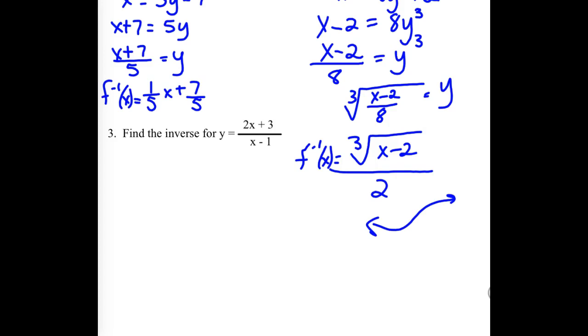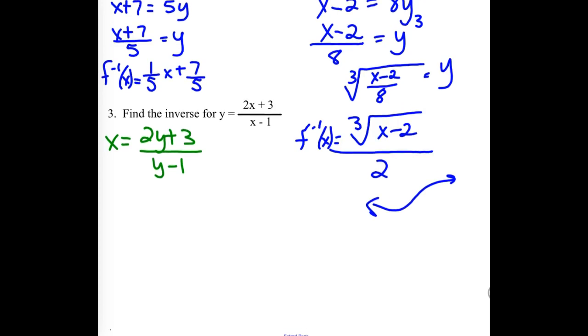For our next one, we do have a little extra work on this one because you'll notice that there are 2 places where there's an x. So when we switch our x and y's, we're now going to have 2 places where there's a y. And in order to solve for y, we have to somehow get those all to be together. Okay, so this will take a couple extra steps here.